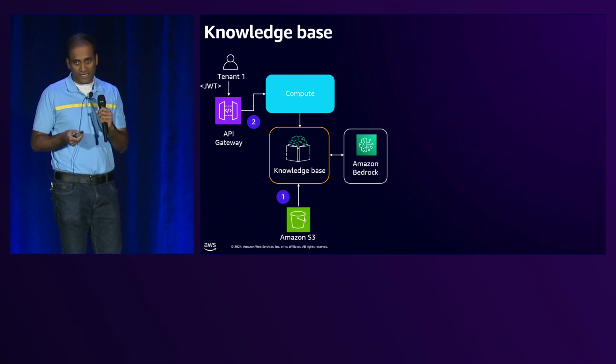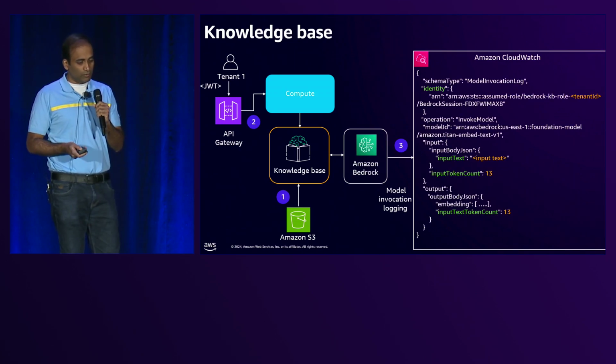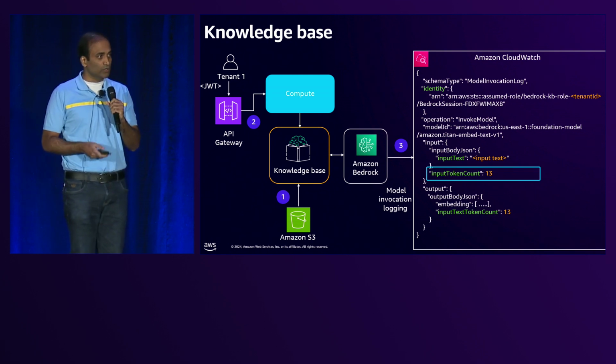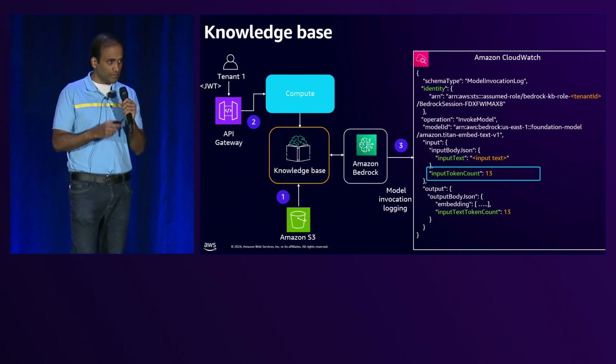One way to solve this challenge is that at the Bedrock level, you could enable the logging. Once you enable the logging, Bedrock would publish the knowledge base interactions, and the logged message will look something like this. Within that log message, as I highlighted, you could get the number of input tokens consumed for that particular interaction. Since the knowledge base deals with the embedding models, it only deals with input tokens. There are no output tokens.